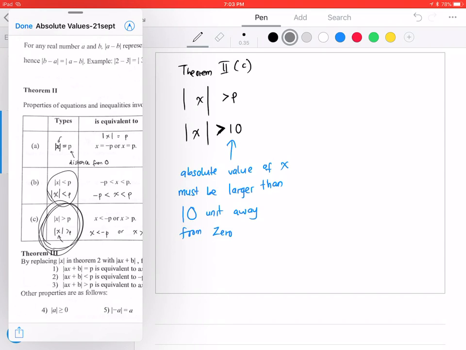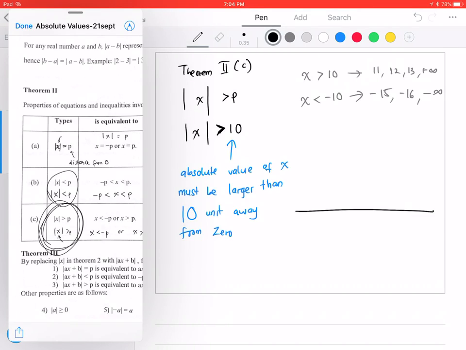Okay, if you look at the positive side, your x must be larger than 10. So for example, x could be 11, 12, 13, all the way to positive infinity. But if you put a negative number inside this modular sign, you will also get a positive value, right? So your x could also be on the opposite side of positive 10, which is lesser than negative 10. So the examples are negative 15, negative 16, all the way to negative infinity. All those numbers will have an absolute value bigger than 10, right?